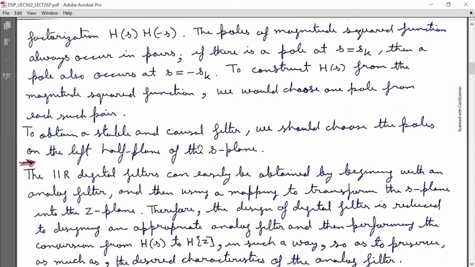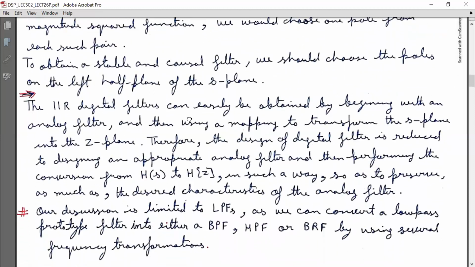To construct H(s) from the magnitude square function, we would choose one pole from each such pair. To obtain a stable and causal filter, we should choose the poles on the left half of the S plane. So from signals and systems, for the stability and causality of a filter, the poles must lie in the left half of the S plane. But our focus in this lecture is on the IIR digital filters.